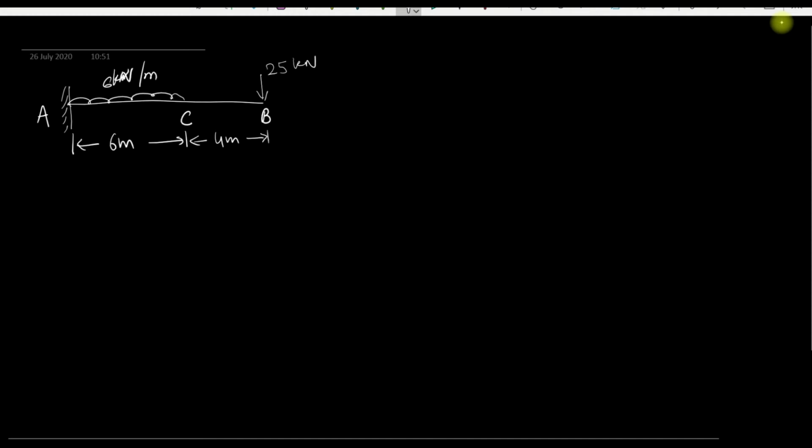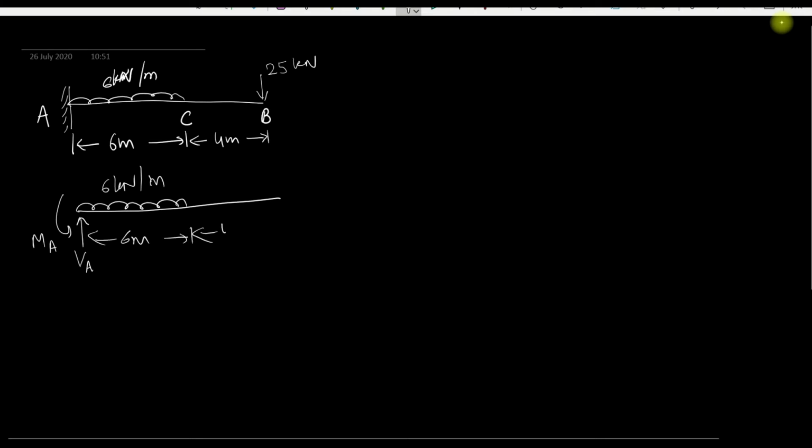So first of all, let us draw the free body diagram of this beam by removing the support. As we can see, there is no horizontal load. So the fixed support will have only a vertical reaction and a moment. The vertical reaction we can denote by VA and the moment reaction can be denoted by MA. And the remaining loading will remain the same, 6 kilonewton per meter for a span of 6 meter and 4 meter for end B. Now we will apply the equations of equilibrium to this free body diagram.